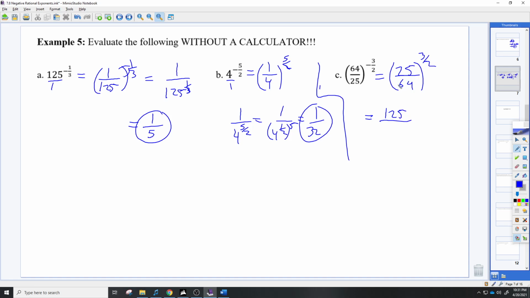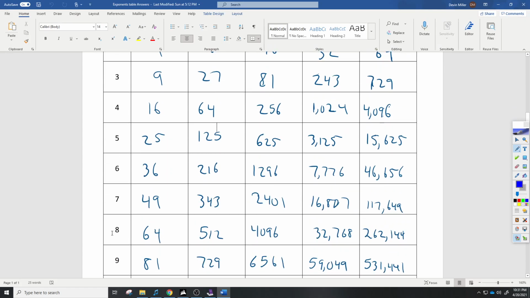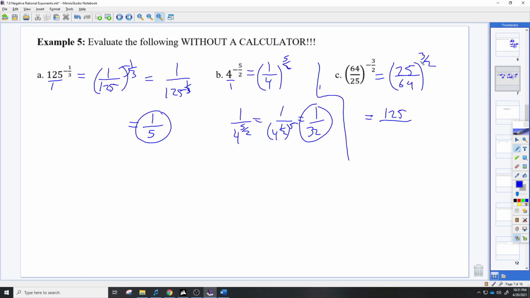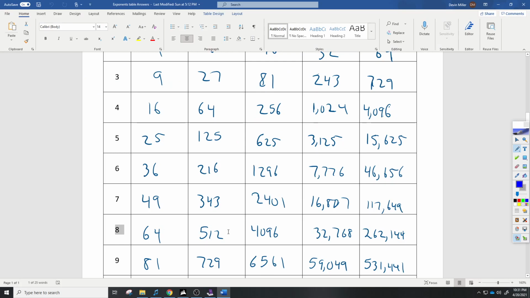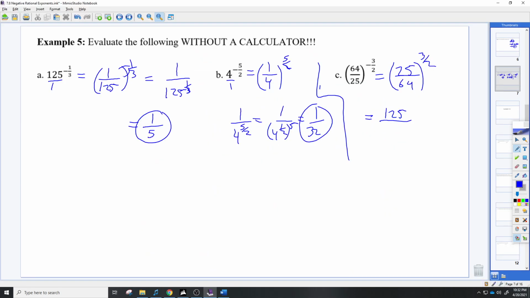Bottom, do the same thing. We're going to do 64 to the 1/2 as if we separated it. So 1/2, 64 down here. So you get 8. And then raise that to the 3rd power. That's 1, 2, 3, right? That'd be 512.